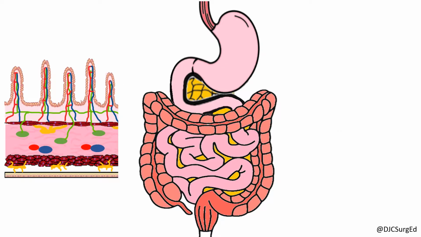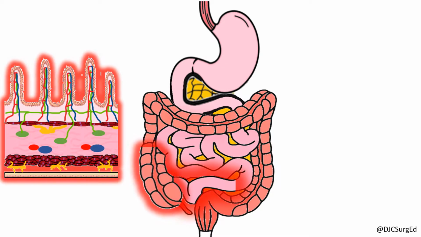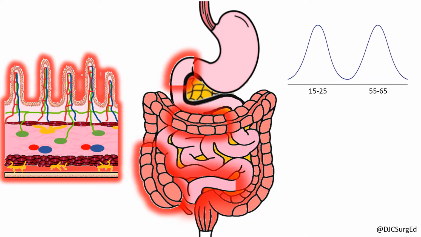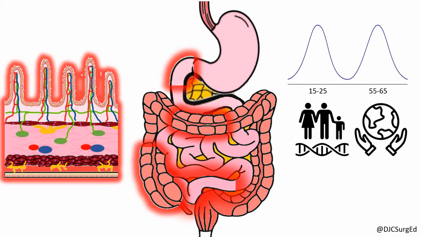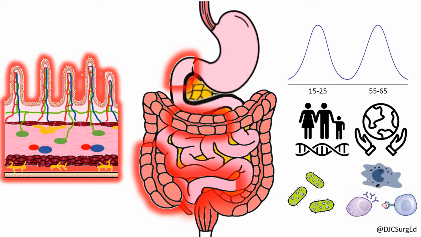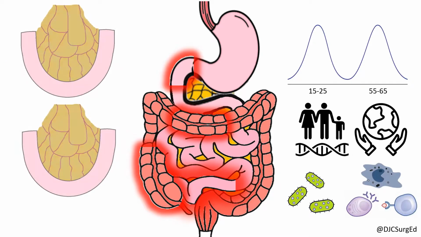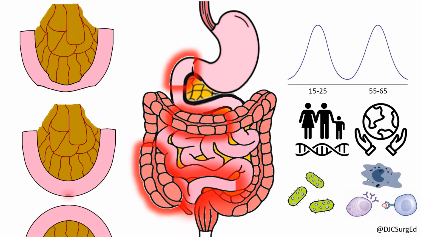Crohn's disease is an inflammatory bowel disease characterized by transmural inflammation that can affect any part of the GI tract. It occurs in a bimodal distribution and results from the complex interaction of genetics, environmental factors, gut microflora, and intestinal immune function. Crohn's is classified as either stricturing, penetrating, or non-stricturing, non-penetrating.